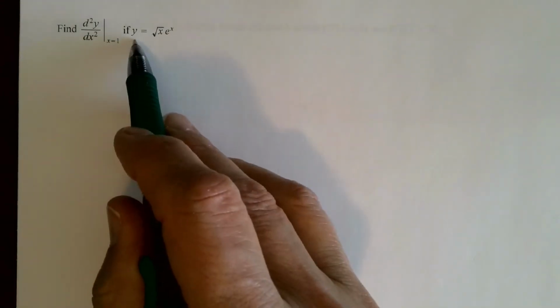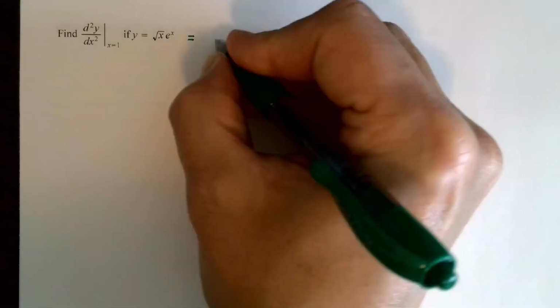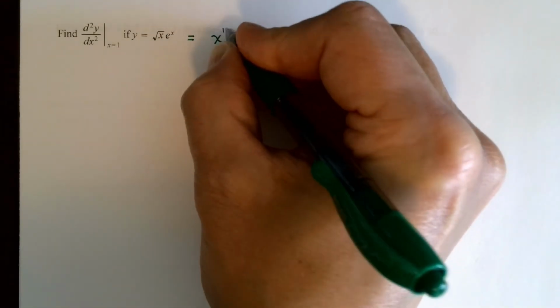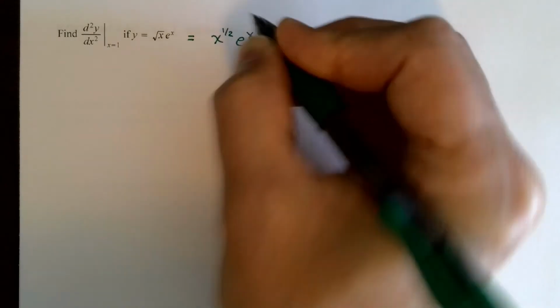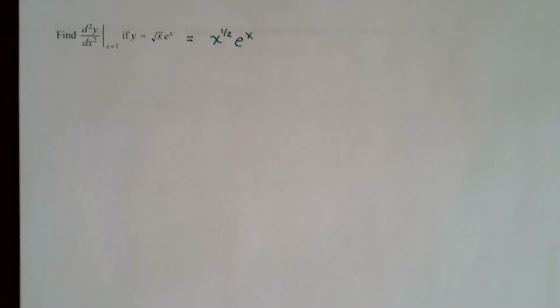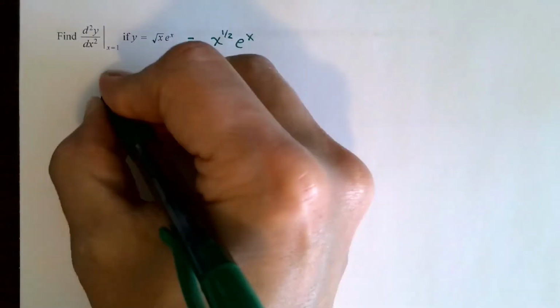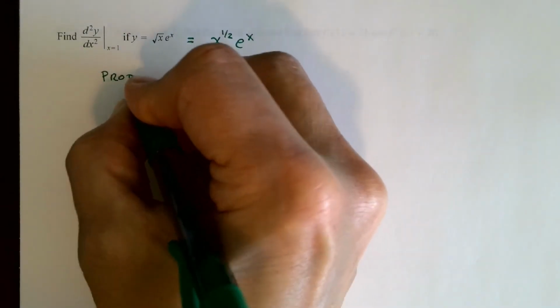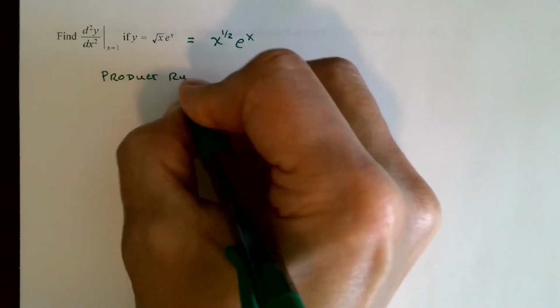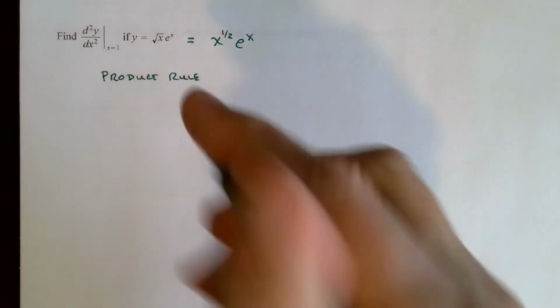So here is the function y is the square root of x times e to the x, which I would probably right away think about as x to the 1/2 power times e to the x. So what rule am I going to have to use to find the first derivative? Answer, product rule. X to the 1/2 times e to the x.